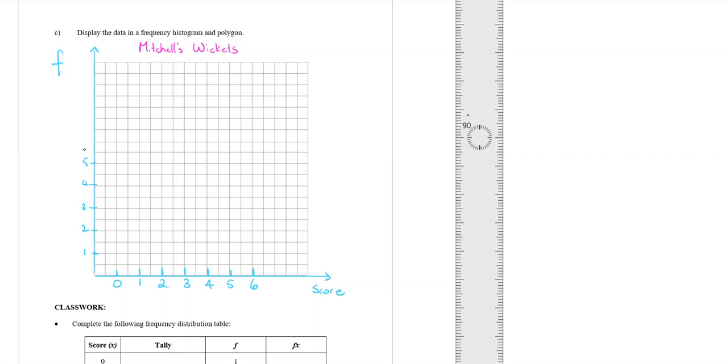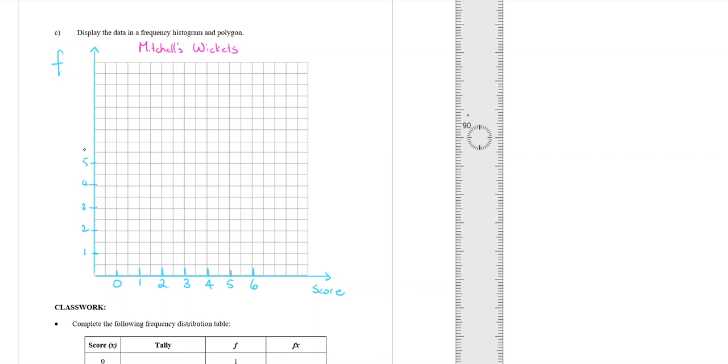You get quite a few marks for just making sure you've got your title, you've got the horizontal axis labelled, both here with the title and with your numbers. This axis is labelled and it's numbered. Okay, so you get a few marks just for doing that part.